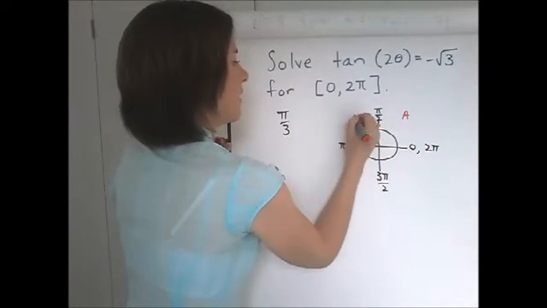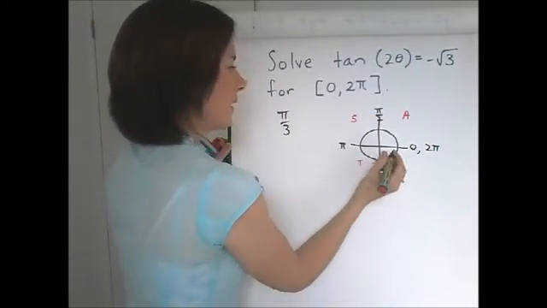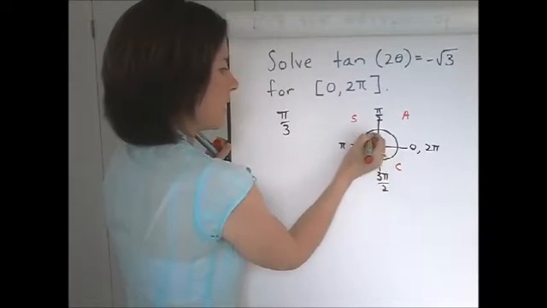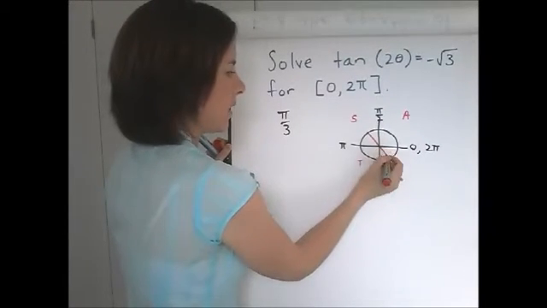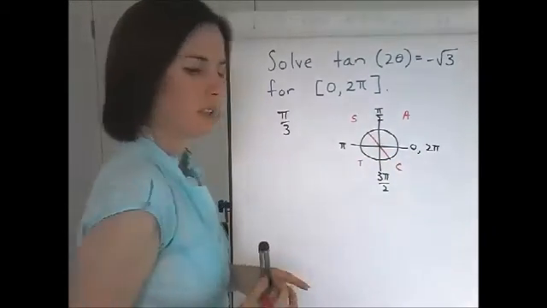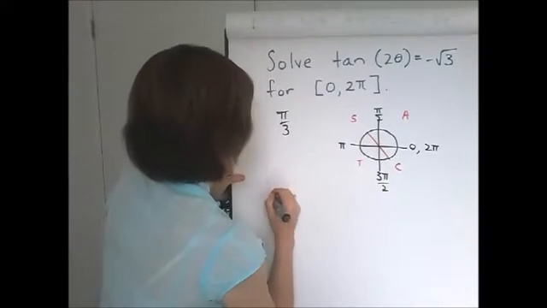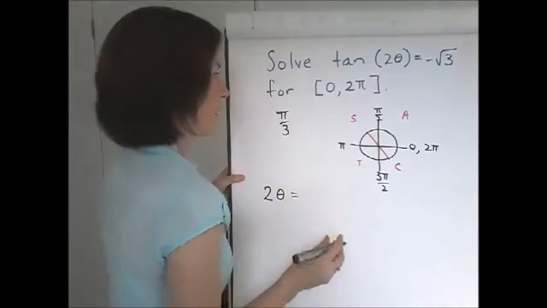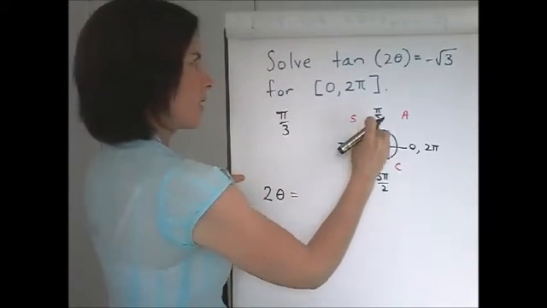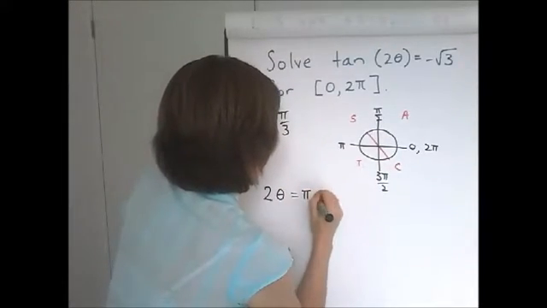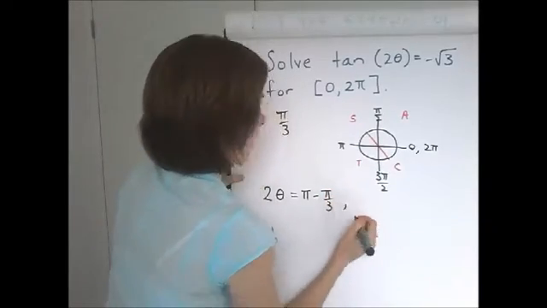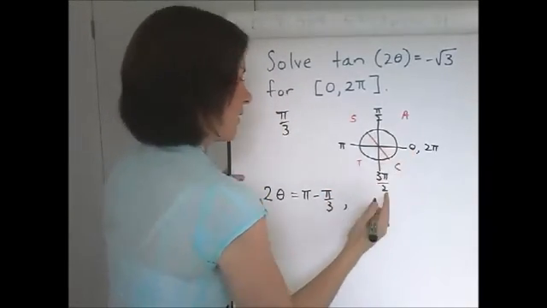So we've got A, S, T, C. Tan is negative here, and tan is negative here. So our first two solutions are pi minus pi over 3 and 2 pi minus pi over 3.